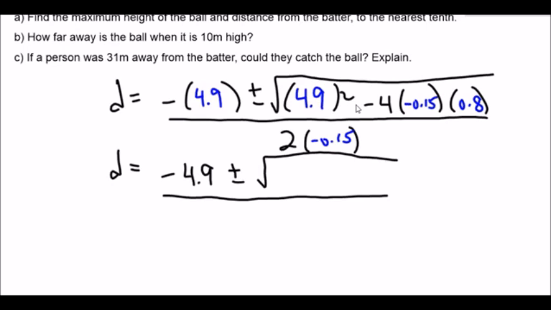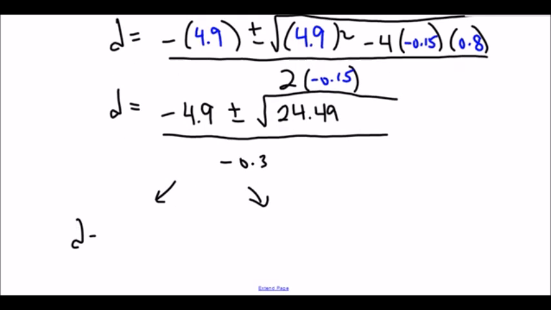So if you want to listen along, 4.9 squared minus bracket 4 times negative 0.15 times 0.8 close bracket equals, and that's going to be 24.49. And in the denominator, I'm going to have negative 0.3. So at this point, I'm going to calculate the square root of 24.49 and split it into two different roots. So one of them is going to be the plus. So if I take the square root, what do I get? I get 4.94. Good. Actually rounded correctly, 4.95. So 4.95 divided by negative 0.3.